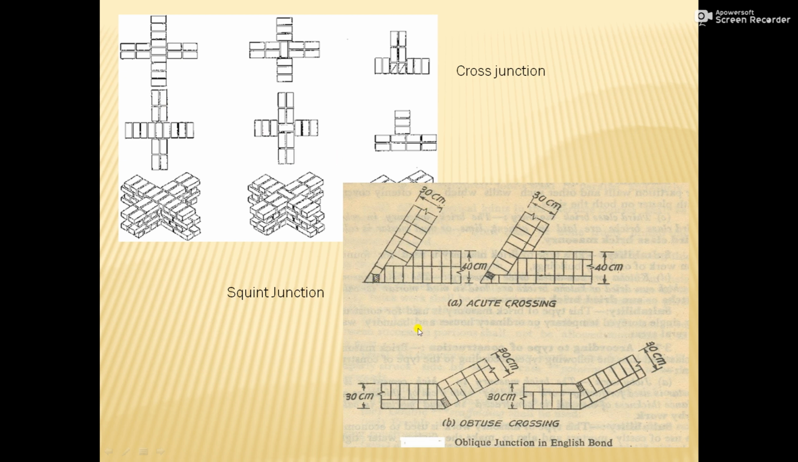And then next, that is the squint junction. It is the junction where the angle of intersection is not 90 degrees. So these angles are maybe from 45 degrees to greater than it. So these two walls meet at an angle of 45 degrees. So it is known as a squint junction. So it may be higher degree also. So these types of junctions are known as squint junctions in brick masonry.